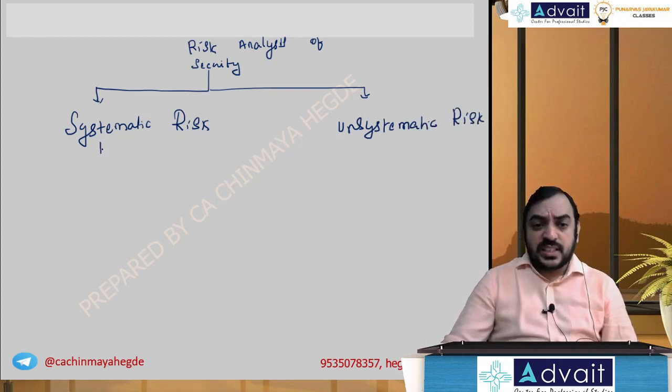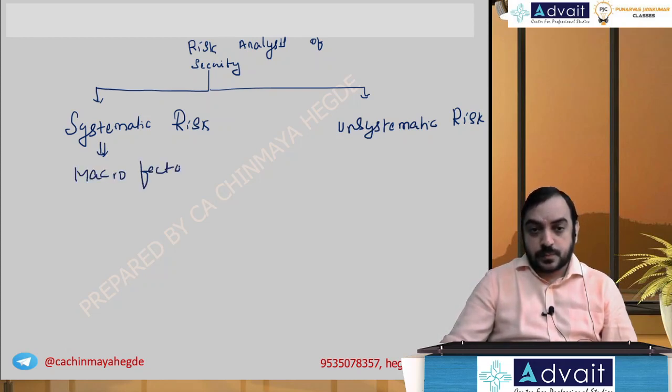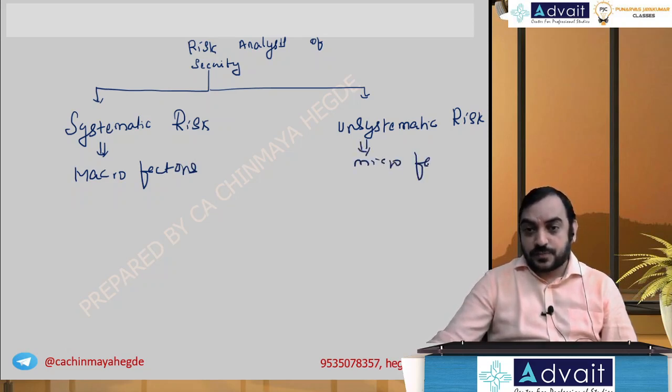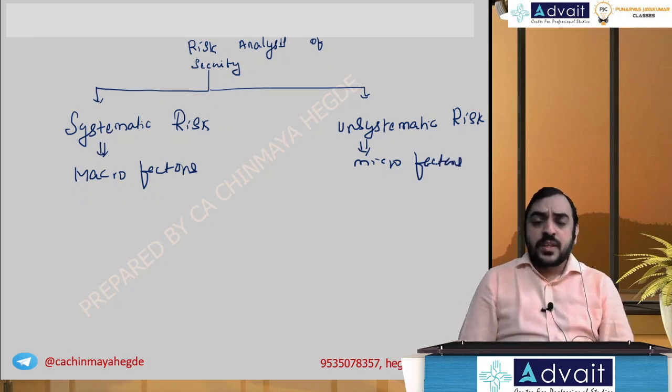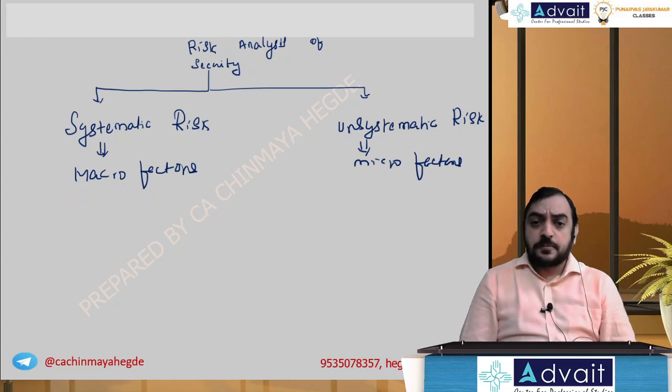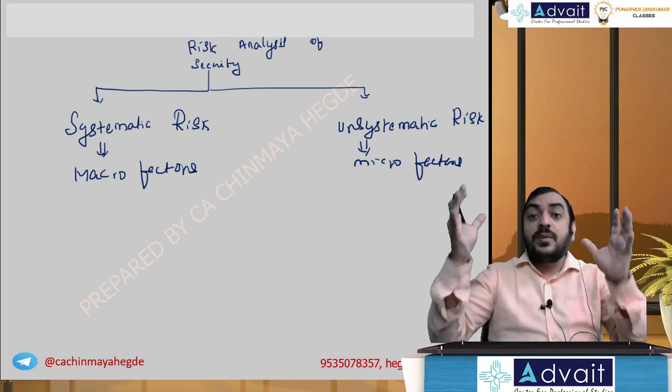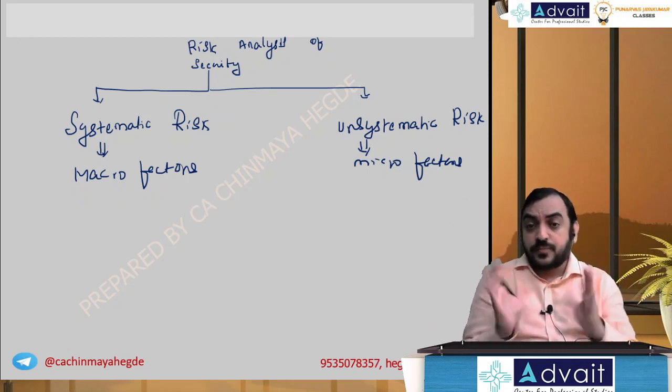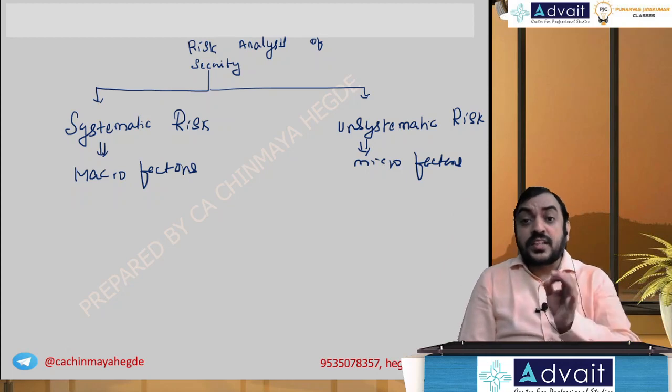In simple words, systematic risk means macro factors. Unsystematic risk means micro factors. Means what? When news comes, the stock price will fall. For example, Corona news. Stock market fell, Infosys also fell, TCS also fell, Yes Bank also fell. That is systematic risk. If there is general news, if the economy is affected, you are also affected, that is systematic risk. What is unsystematic risk?